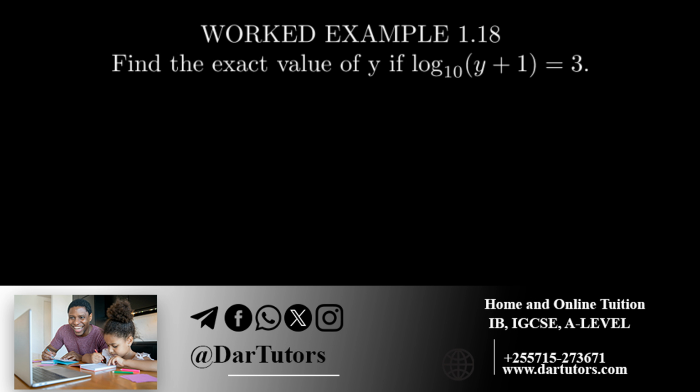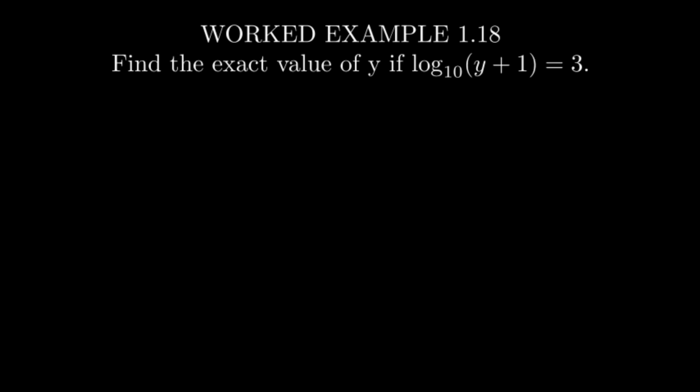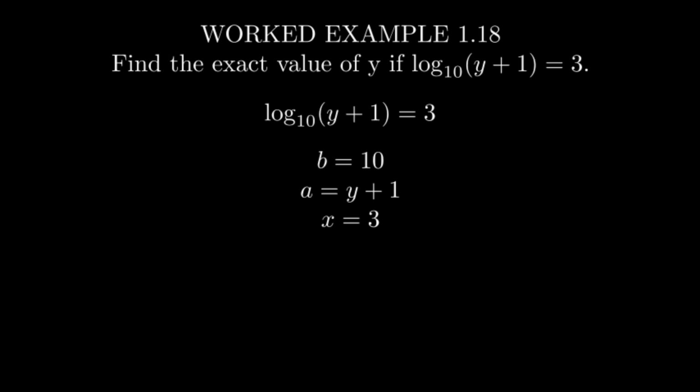Our strategy is the same as before. Convert it to exponential form to free the variable y from the logarithm. Let's identify the parts. The base b is 10. The argument a is the entire expression in the parentheses, which is y plus 1, and the result x is 3. We have our base, our argument, and our exponent. We will now use the relationship a equals b to the x. Plugging in our parts, the argument y plus 1 equals the base 10 raised to the exponent 3. So y plus 1 equals 10 cubed.